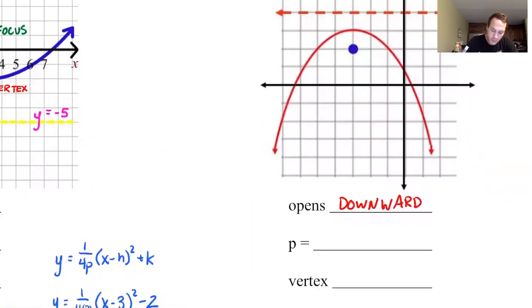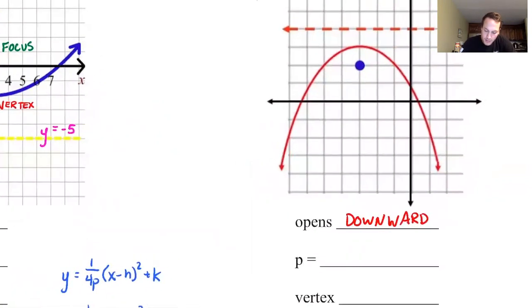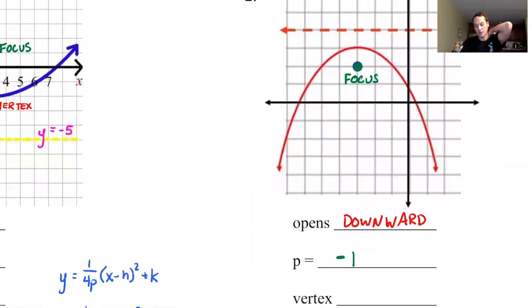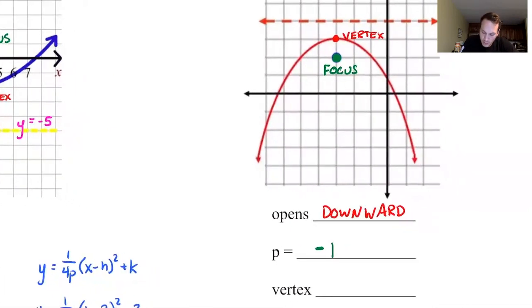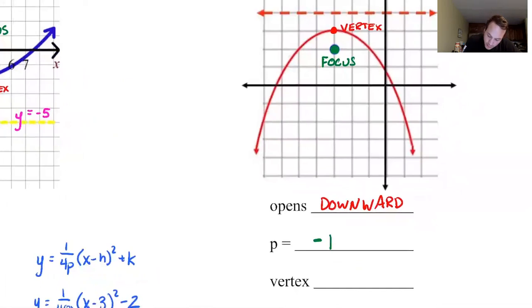If I open downward, that means that this piece is my focus. It's still on the inside, but because I open down, my p-value is going to be negative. It's only one value down, 1 unit down, excuse me. My vertex, which is right here, is going to be the point 1, 2, 3, negative 3, positive 3.